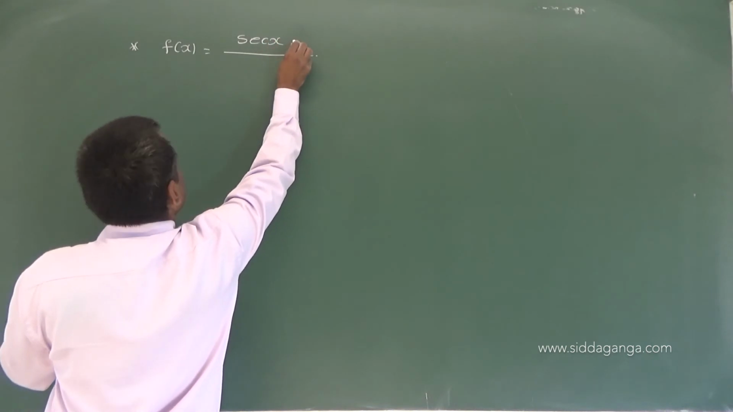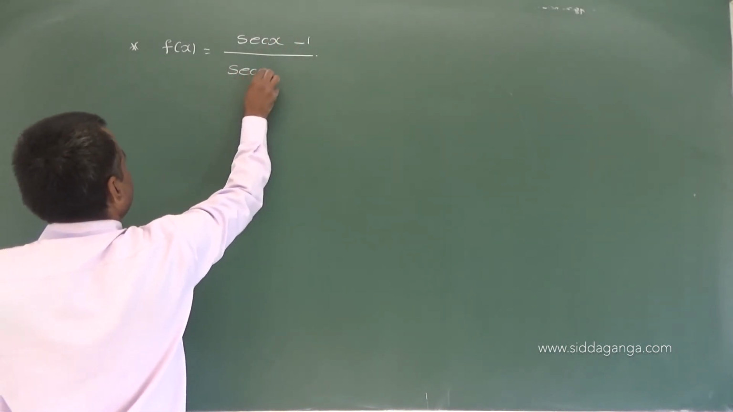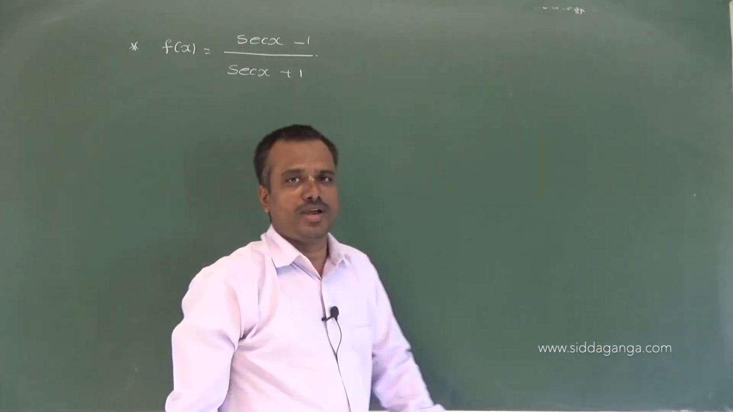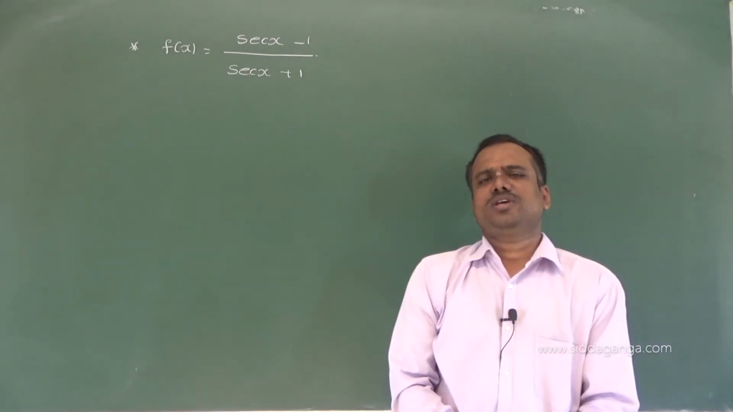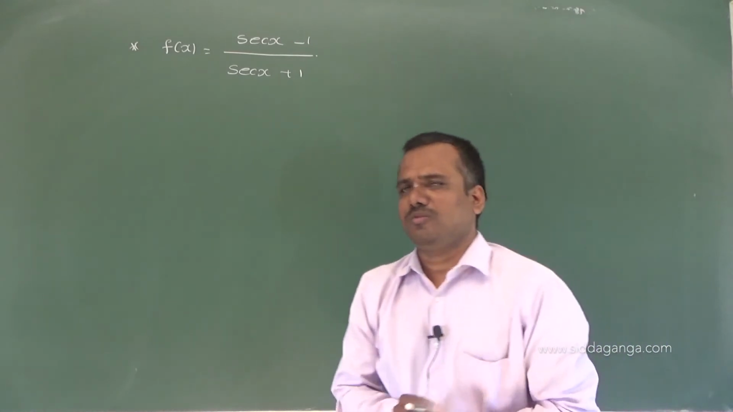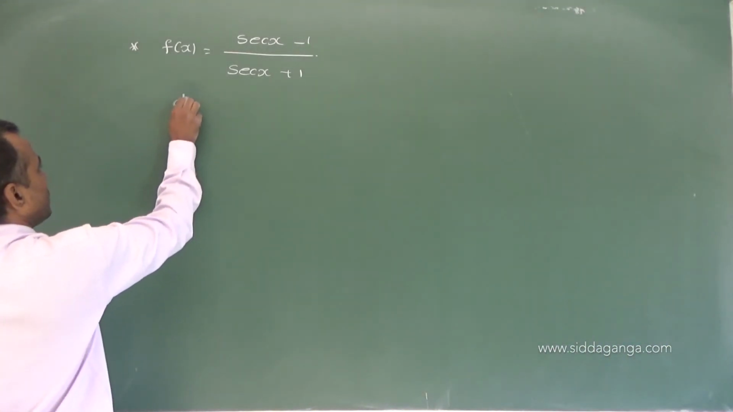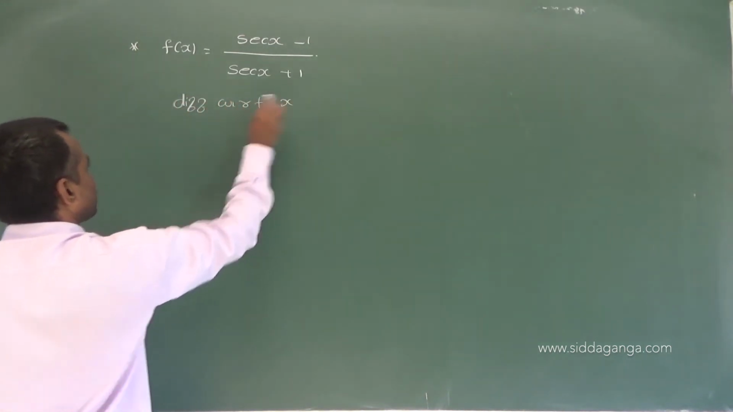Secant x minus 1 divided by secant x plus 1. Secant x minus 1. Observe the problem. Secant x minus 1 divided by secant x plus 1. Very simple problem. Okay. Differentiate with respect to x.